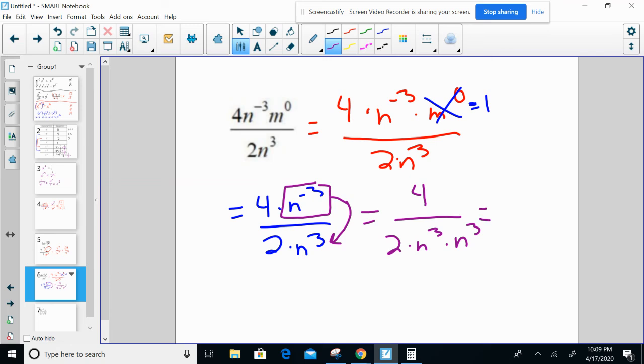Now, let's do 4 divided by 2. 4 over 2 is 2. That goes on top. And then let's add these. 3 plus 3. We're multiplying. Remember mad seam. Multiply, add. When you're multiplying terms of the exponents, you add the exponents. There's your answer. 2 over n to the 6.